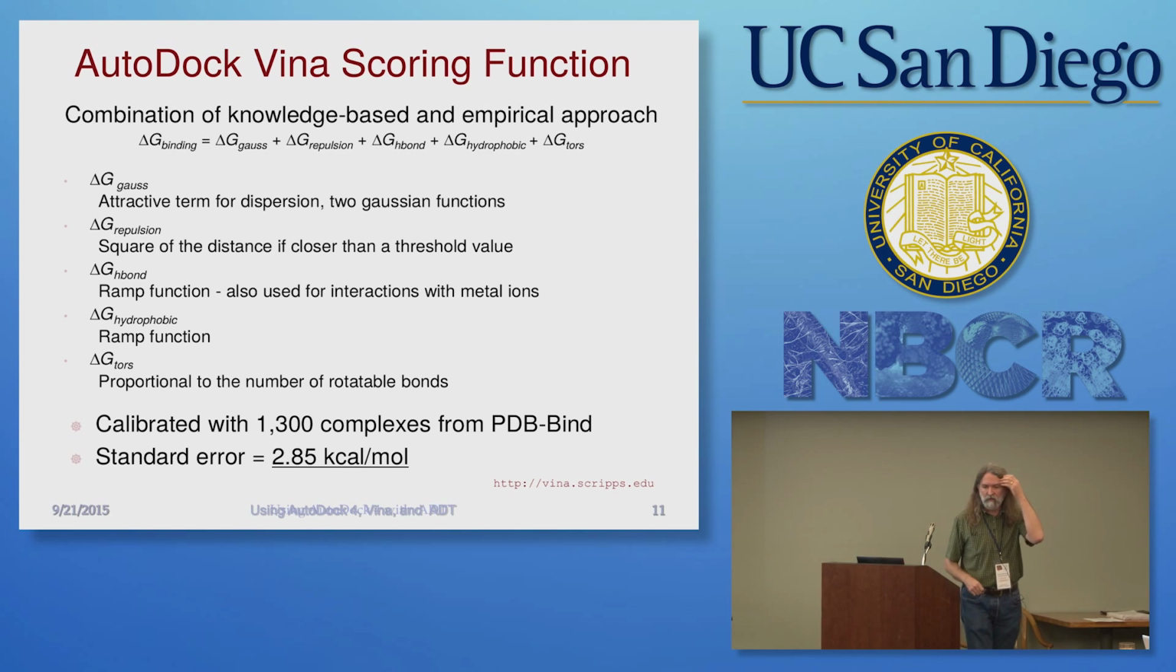Oleg did a similar calibration for the AutoDock Vina scoring function, where the terms are a little simpler. The functional forms of the parameters are a little simpler. He used a much larger set of 1,300 compounds for his calibration and gets about the same thing, 2 to 3 kcals. And if you look at all of the other docking softwares that are around, this is about the accuracy that people get.